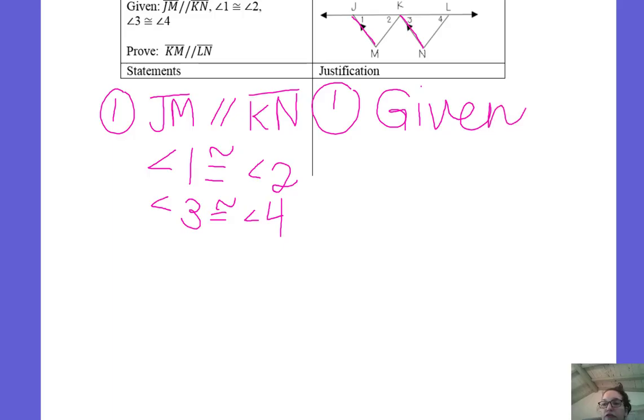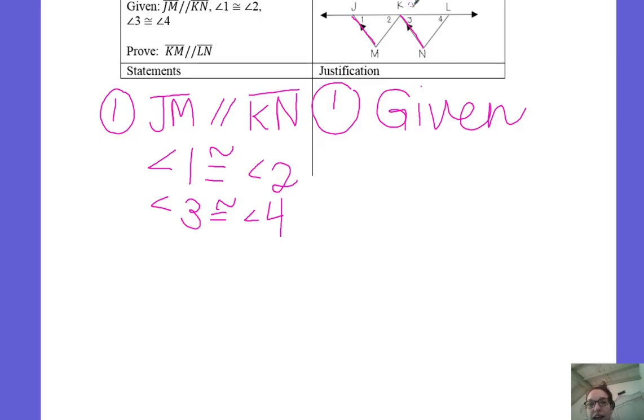Okay, let's think strategically about this. We are trying to prove that segment KM and segment LN are parallel. So we're going to need to use a converse. Whenever you're trying to prove that two lines are parallel, you're going to use a converse. So we're either using the converse of the same side interior angles theorem, alternate interior angles theorem, alternate exterior angles theorem, or the corresponding angles postulate. We're going to have to use one of those four things to prove that those two lines are parallel.